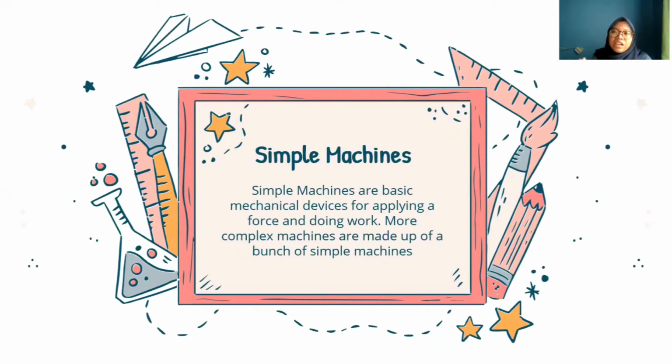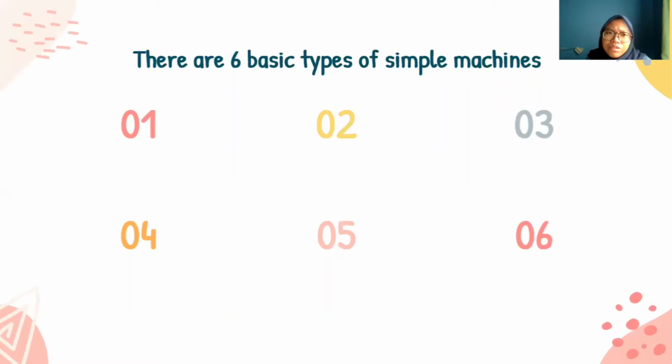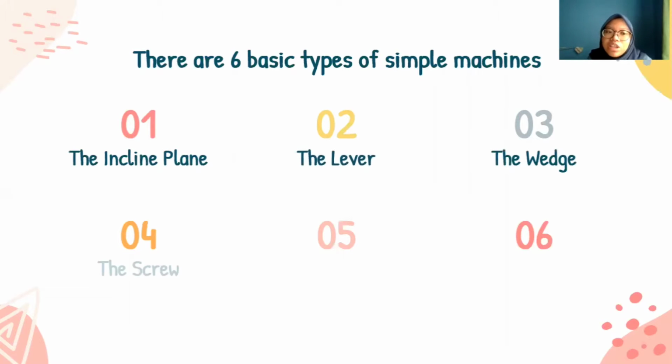And as in the example before, more complex machines are made up of a bunch of simple machines. So there are 6 basic types of simple machines. First is the inclined plane, second is the lever, third is the wedge, fourth is the screw, fifth is the wheel and axle, and sixth is the pulley.